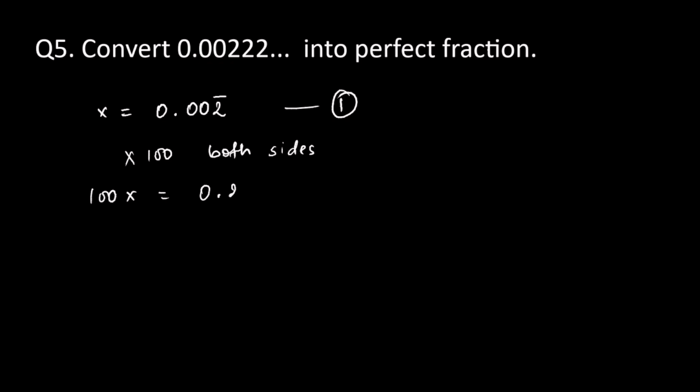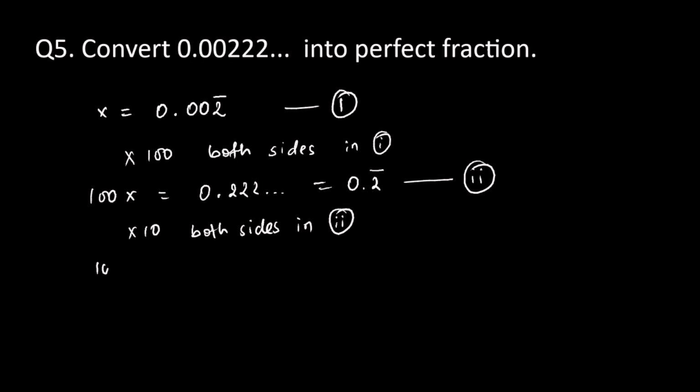Here we have 0.002222 where 2 is repeating. Let's label this equation 1. As we want two equations with repeating 2's right after the decimal digit, here we multiply by 100 on both sides. So we have 100x is equal to 0.2222. So label this equation 2. We need another equation with repeating 2's. So we multiply by 10 in our second equation. So we have 1000x is equal to 2.2222, which is equal to 2.2 repeating. This is our third equation.